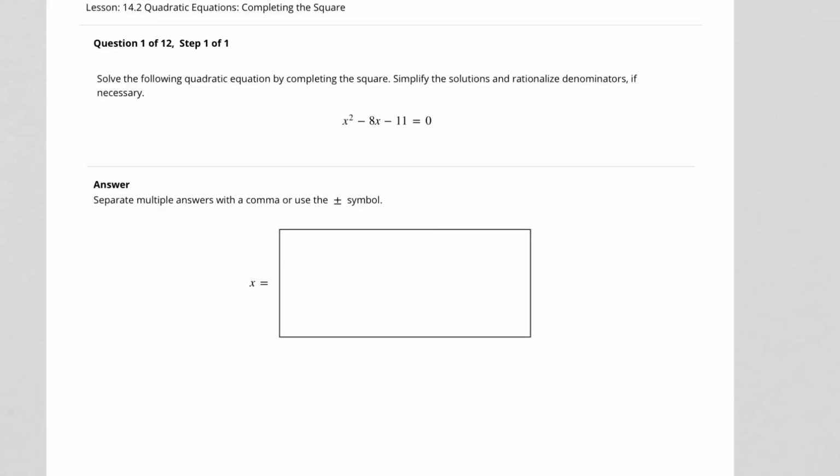You'll notice here it says separate multiple answers with a comma or use the plus minus symbol. So I'm going to use the plus minus symbol. So when I type in my solution, I would do 4 plus or minus 3 square root 3.